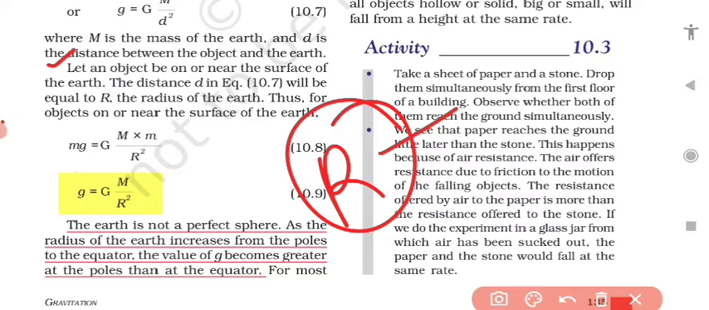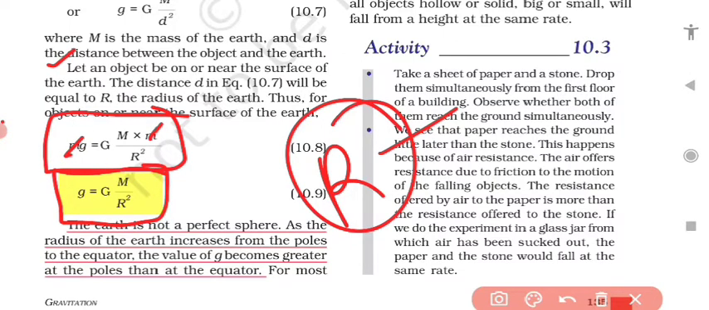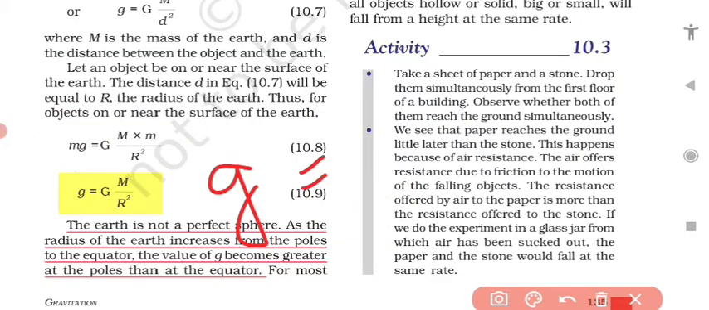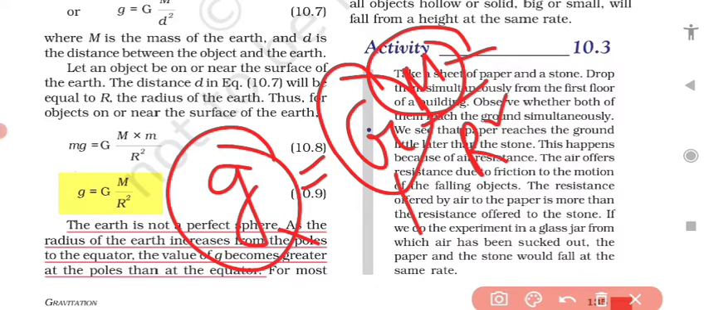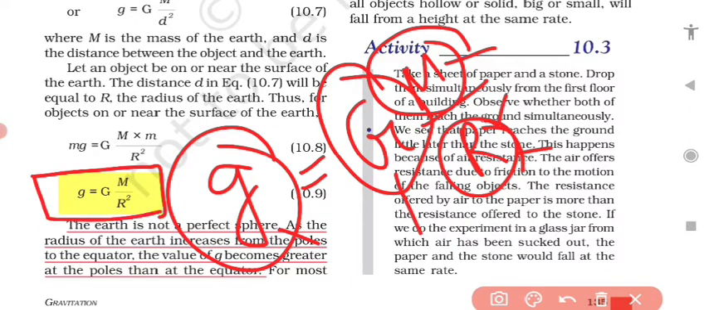Thus, for objects on or near the surface of earth, we can write mg = G M m / R², and here if we cancel this m and this m, we get g = G M / R². So here small g is acceleration due to gravity, capital G is the gravitation constant, capital M is the mass of earth, and capital R is the radius of earth. Okay, so remember this equation.